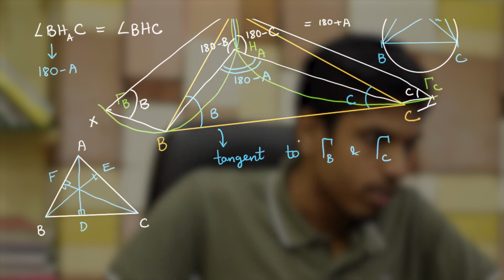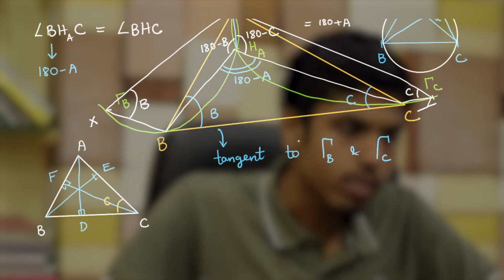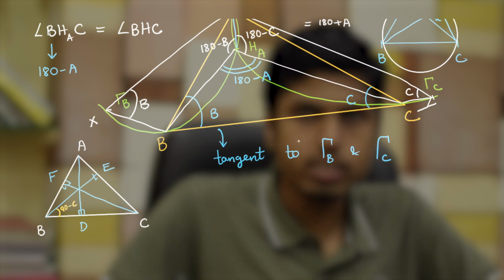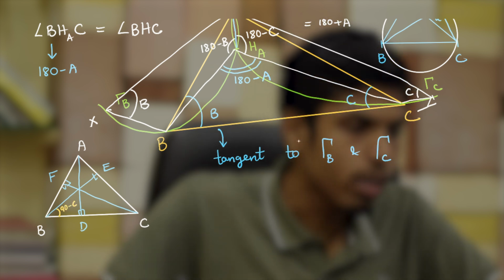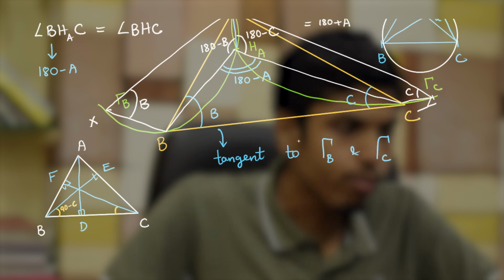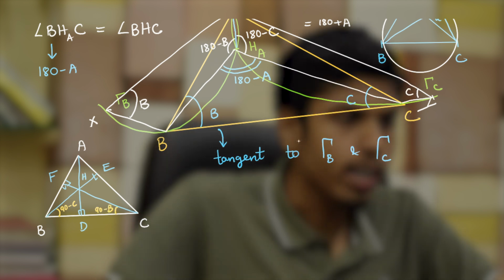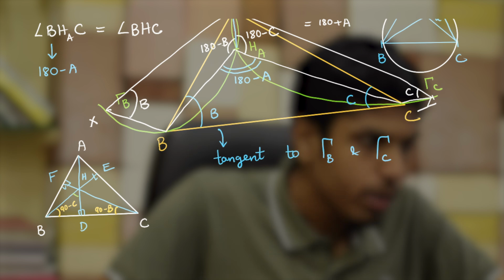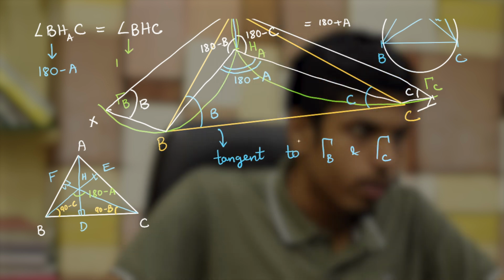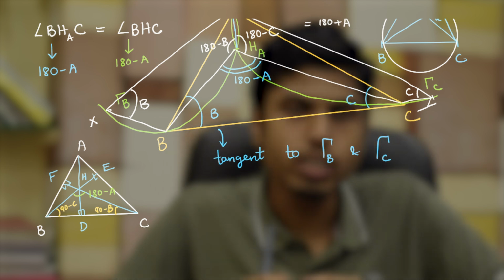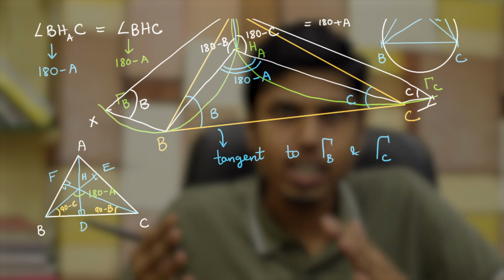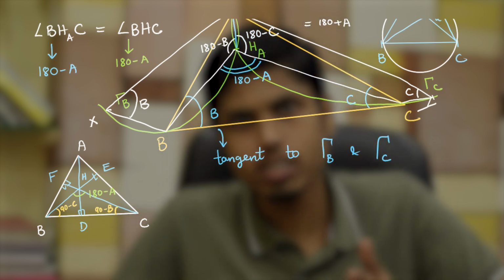Notice this. This angle is C, which means angle CBE would measure 90 minus C, because BEC is 90. And by a similar logic, angle BCF would be 90 minus B, and that implies angle BHC equals 180 minus A by the angle sum property. So now we get some beautiful result. Isn't this fascinating? Because both angle BHAC and angle BHC are equal and we have proved our required result.